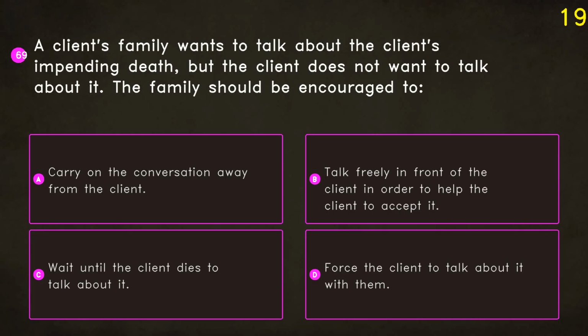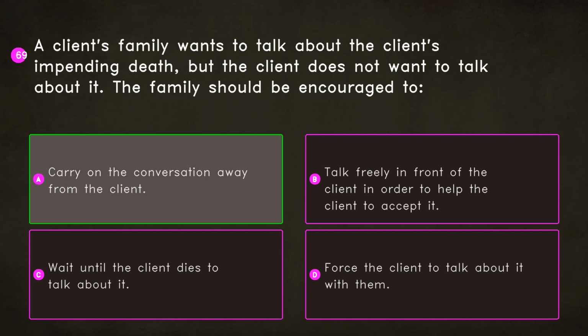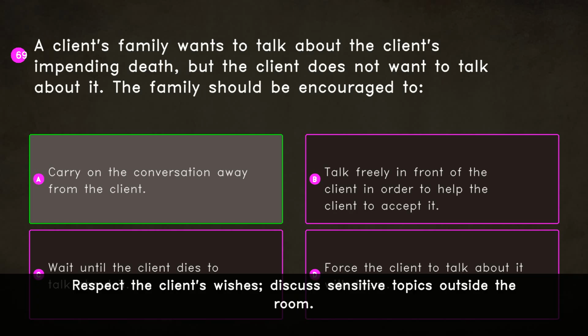Question 69. A client's family wants to talk about the client's impending death, but the client does not want to talk about it. The family should be encouraged to: A. Carry on the conversation away from the client. B. Talk freely in front of the client in order to help the client to accept it. C. Wait until the client dies to talk about it. D. Force the client to talk about it with them. The correct answer is carry on the conversation away from the client. Respect the client's wishes, discuss sensitive topics outside the room.